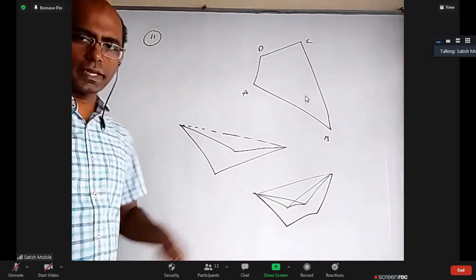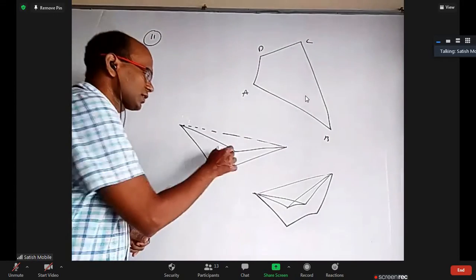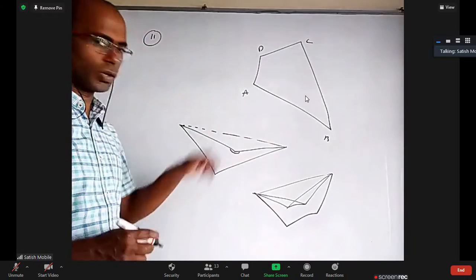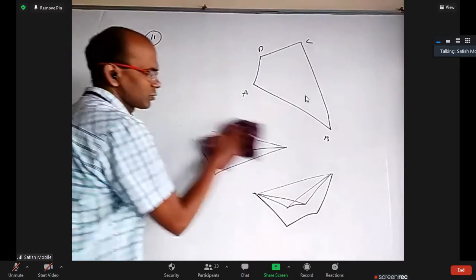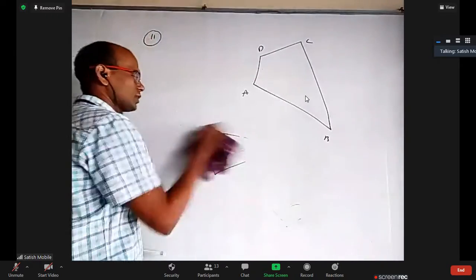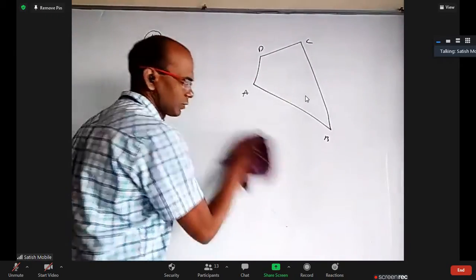So they are called concave quadrilaterals, or concave polygons, where some of the angles are crossing 180 degrees if you go in order. That's why you will see convex. Convex means like this way: all the diagonals are inside, no diagonal is outside.